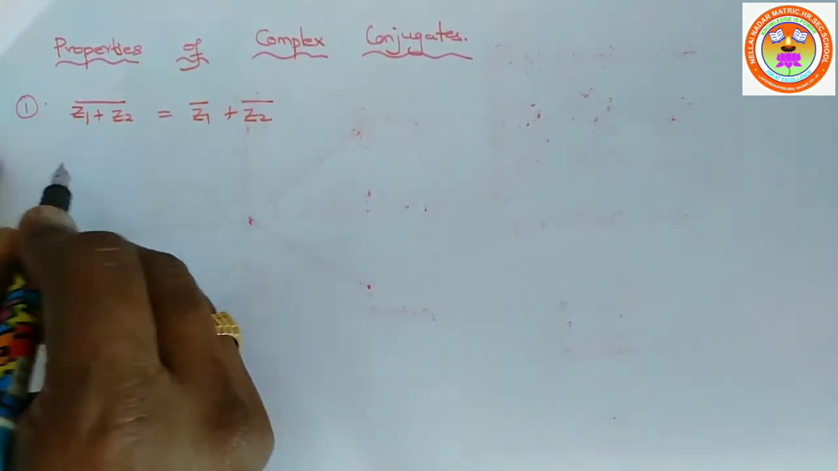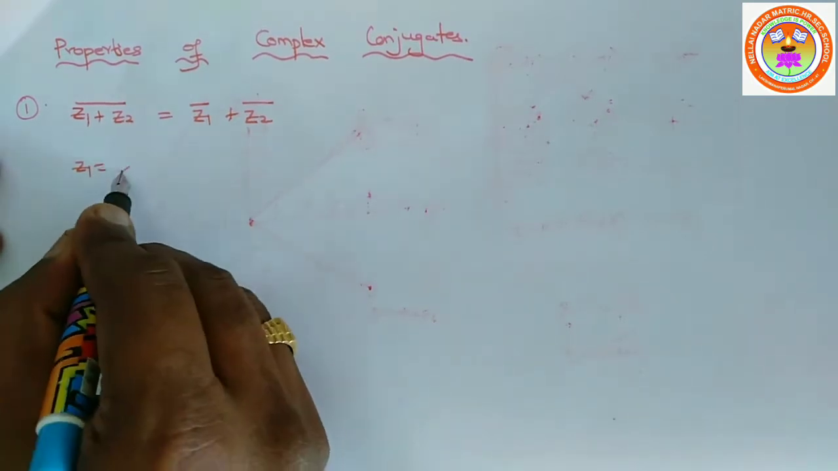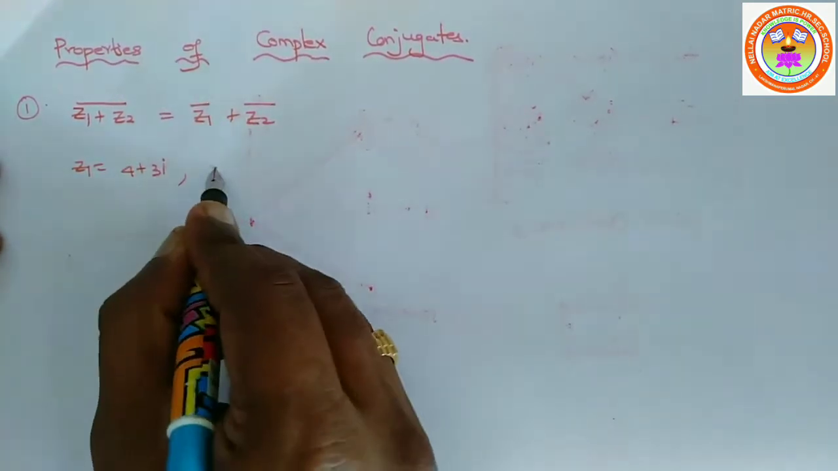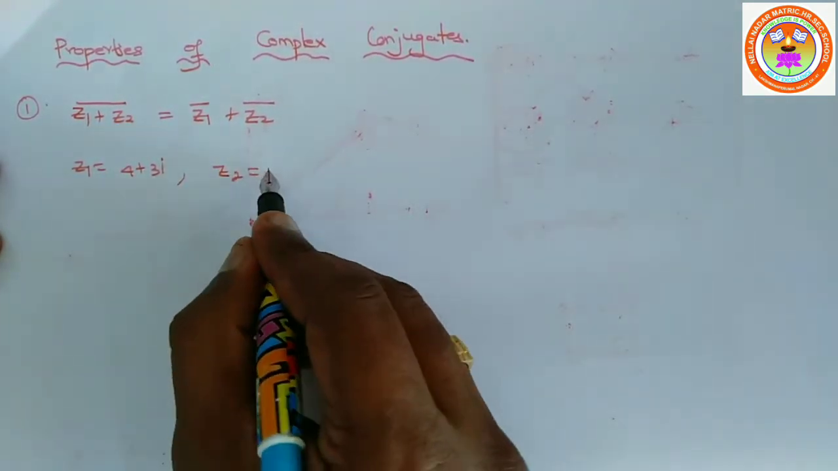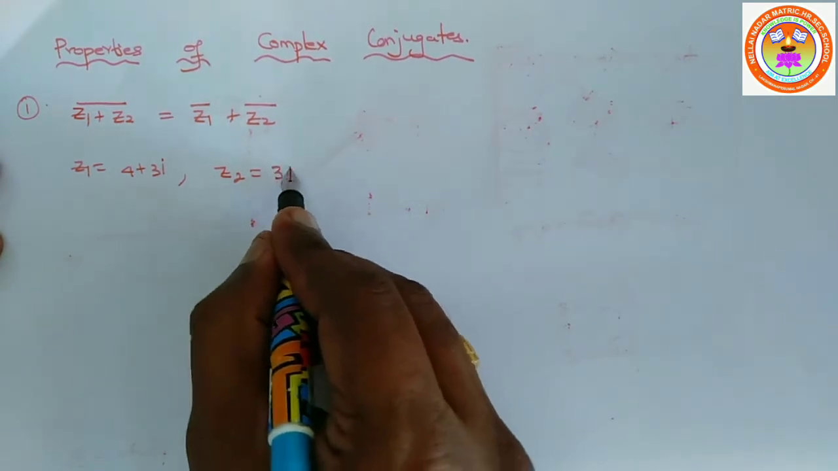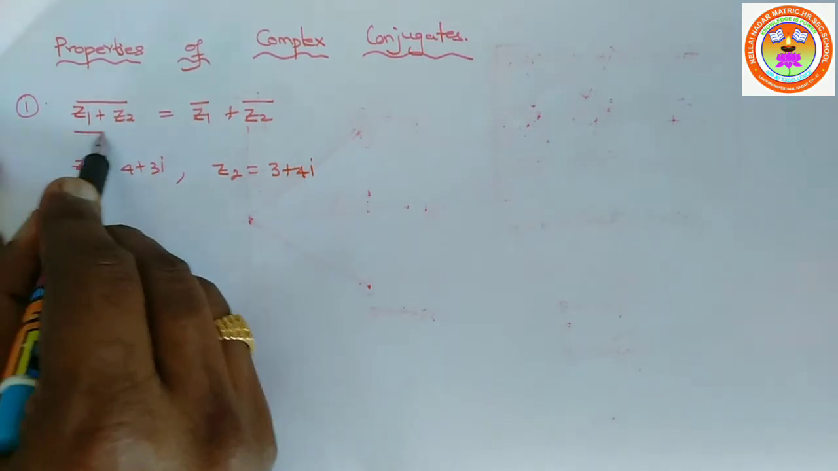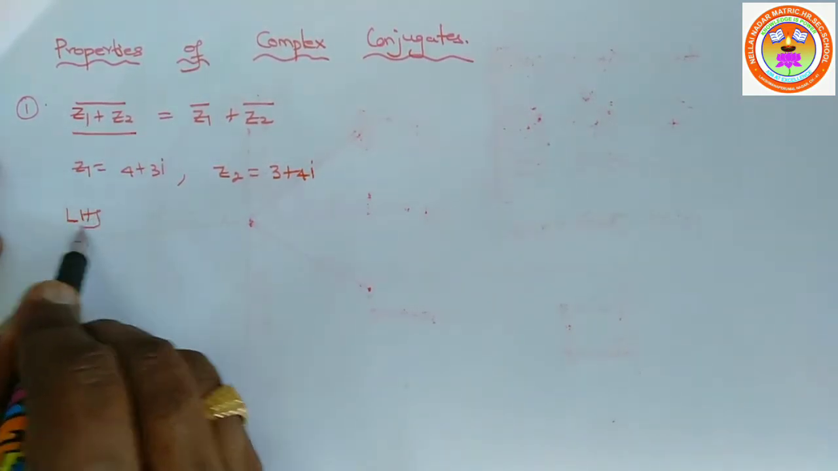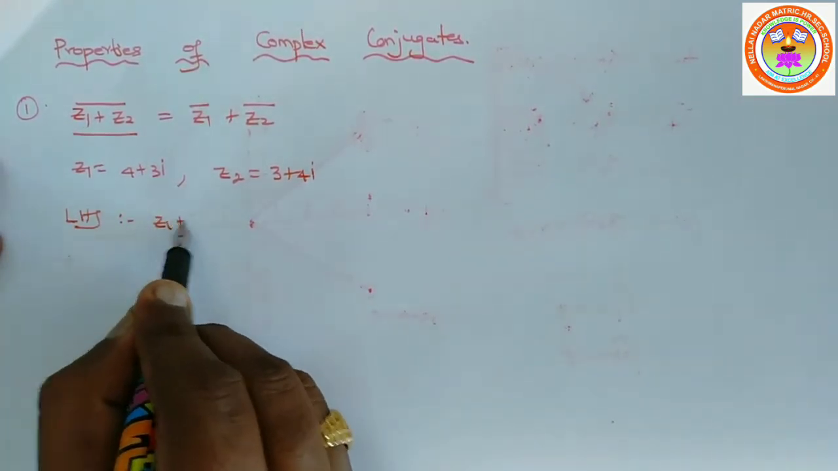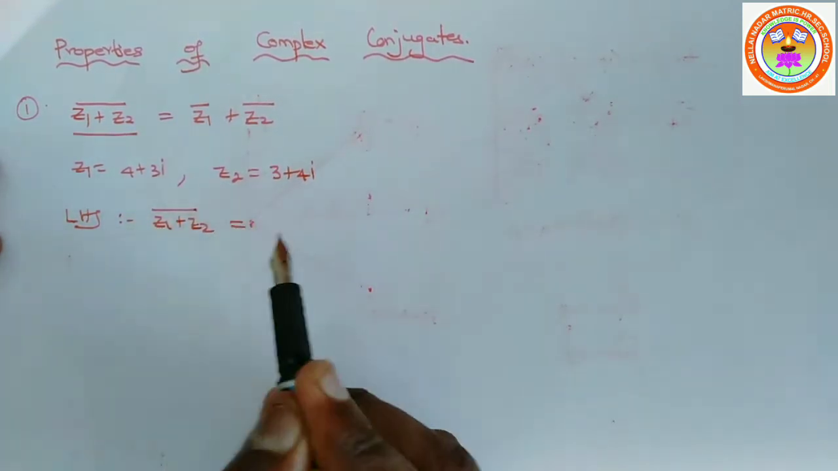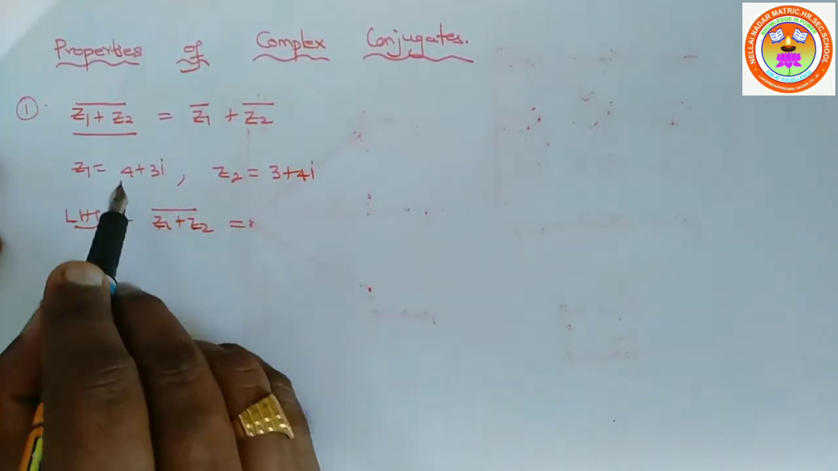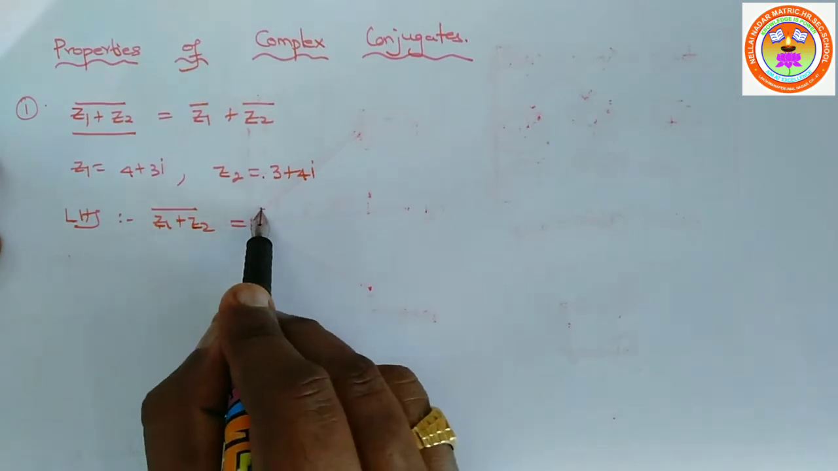Suppose, for example, z1 is equal to 4 plus 3i, and z2 is equal to 3 plus 4i. I am going to apply it here. First take the LHS. What is the LHS here? z1 plus z2, the whole bar. First I need to add z1 and z2, then I need to put the bar.